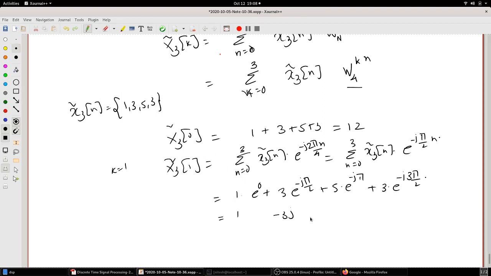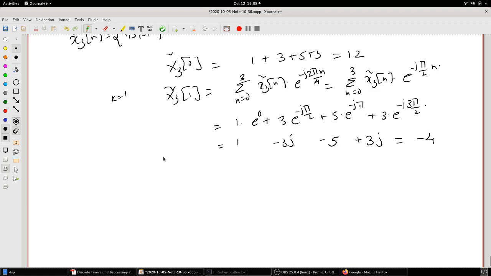Then you have minus 5. And 3 pi by 2 gives e raised to minus j 3 pi by 2, which is equal to j, so it's minus j times minus, plus 3j. So this comes out to be minus 4.